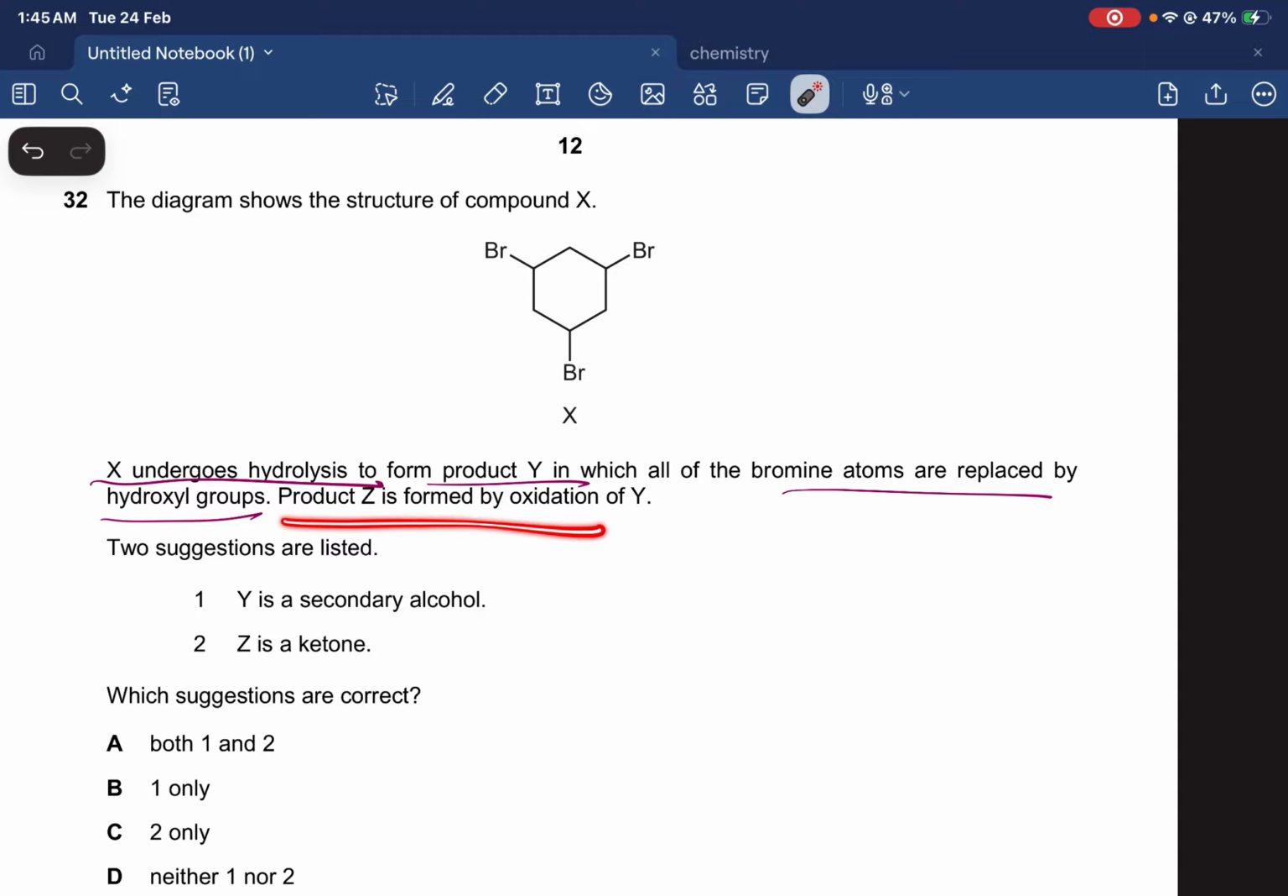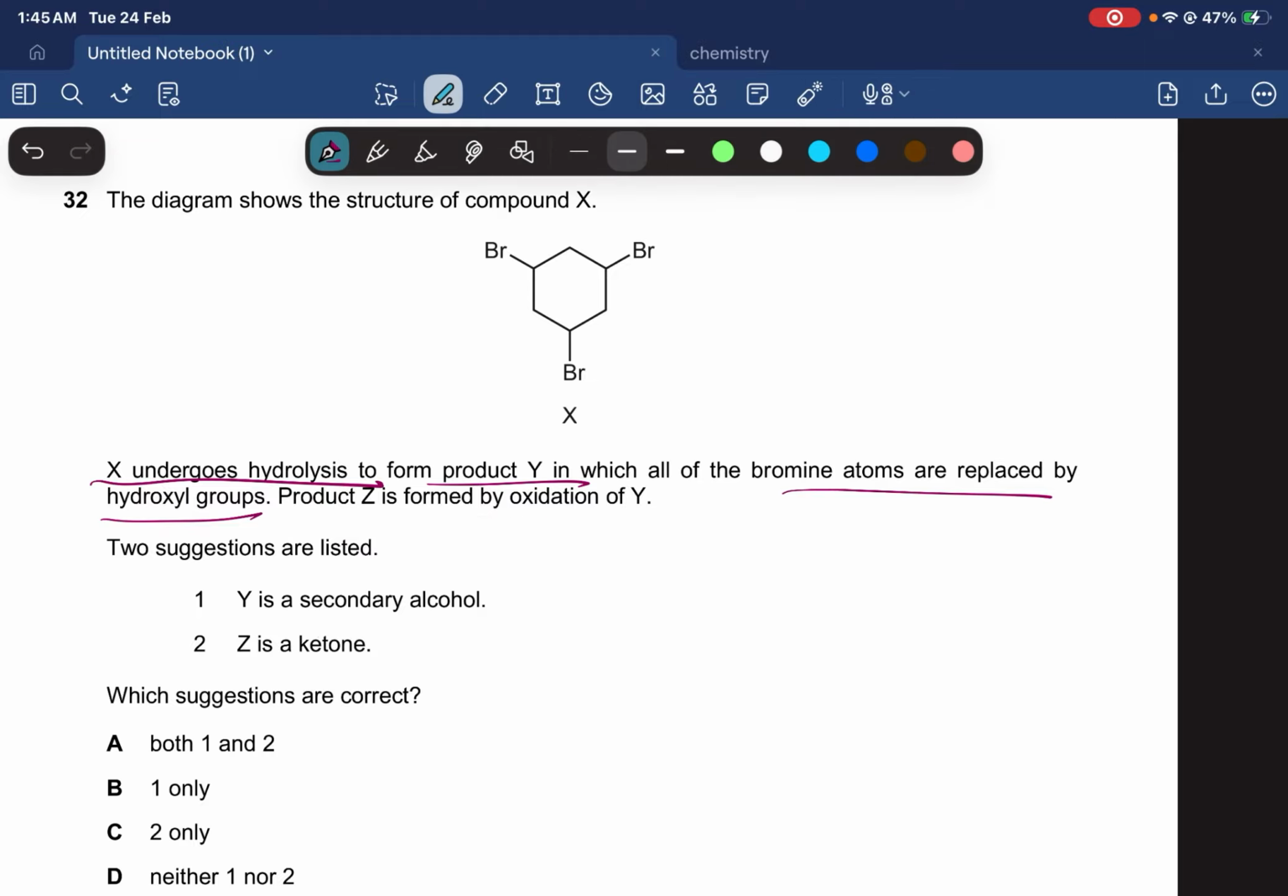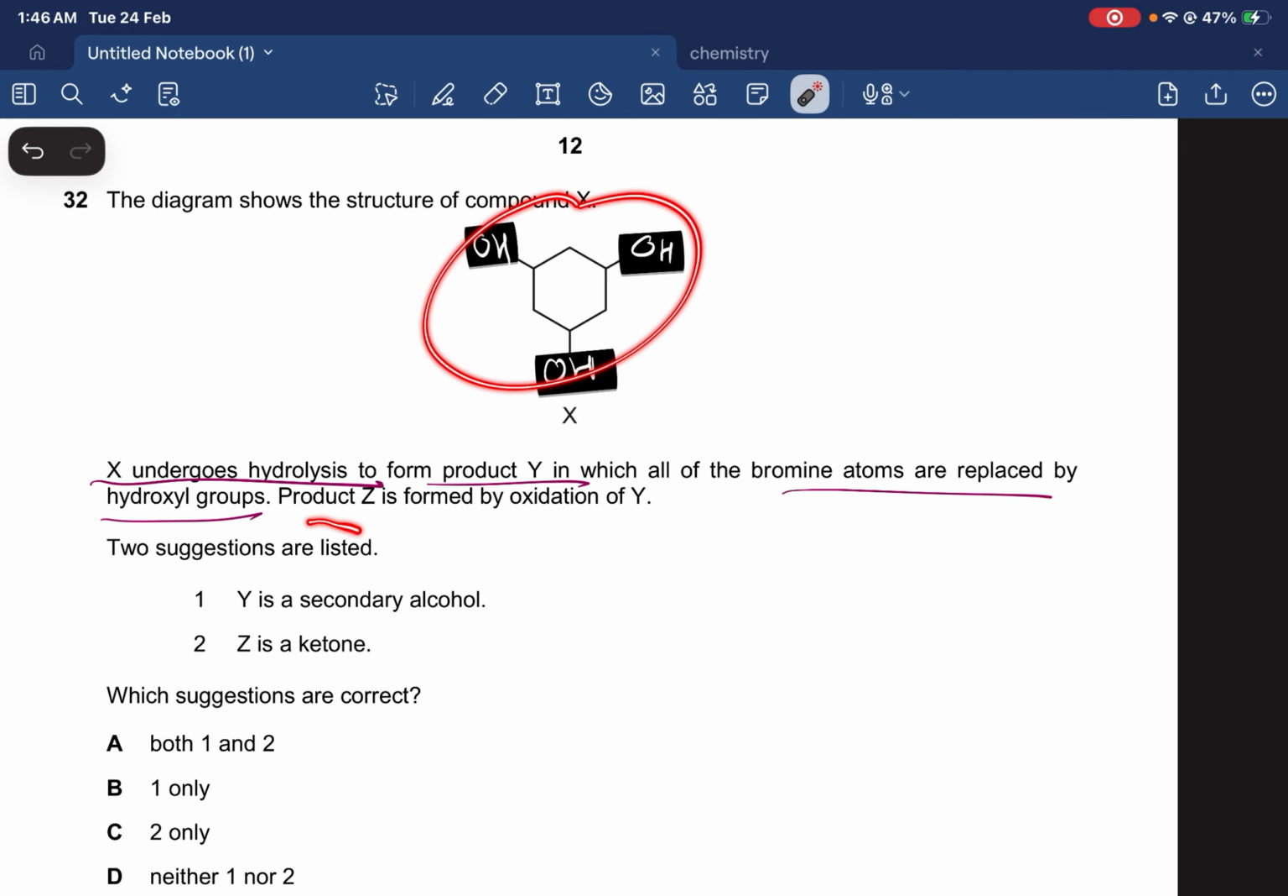Product Z is formed by the oxidation of Y. Okay, so now what do we do? We remove all bromines. So bromine, bye-bye. And now we add, in place of bromine, OH. OH here, OH here, OH here. And now product Z is formed by the oxidation of Y. X undergoes hydrolysis to form product Y, in which all the bromine atoms are replaced. Product Z forms from the oxidation of Y.